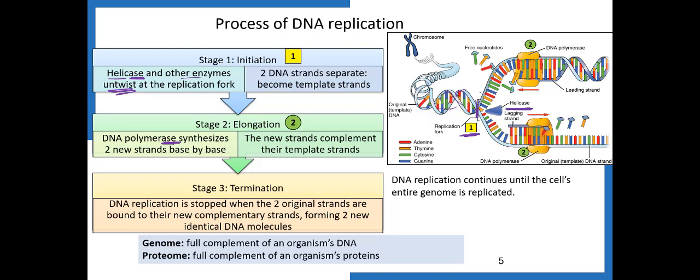So what happens is when the helicase does its work, then you've got two separate strands, and each of those strands then becomes the template strand. So you've got the original template DNA strand over here, and then you've also got another DNA template strand over there. So that's the initiation. The second part is elongation, where you have a complementary strand being built against the two original DNA templates, right? And that is helped by an enzyme called DNA polymerase.